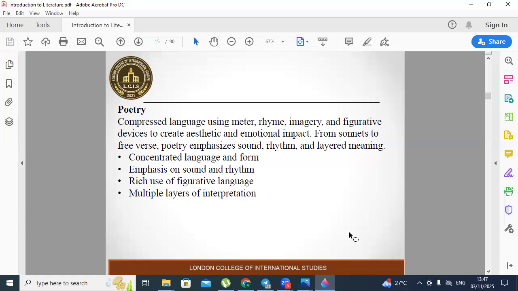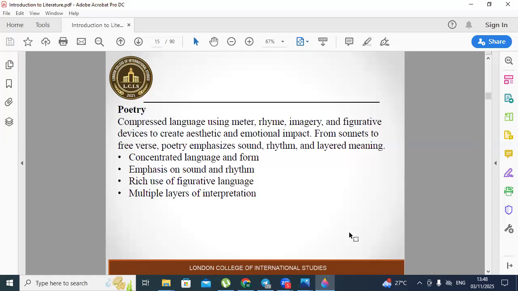Unlike prose, poetry draws attention to its own language, making the reader actually aware of how meaning is constructed through formal choices. When you read a novel, you might become absorbed in the story and forget you are reading words on a page. Poetry won't let you forget; it constantly reminds you of language itself.